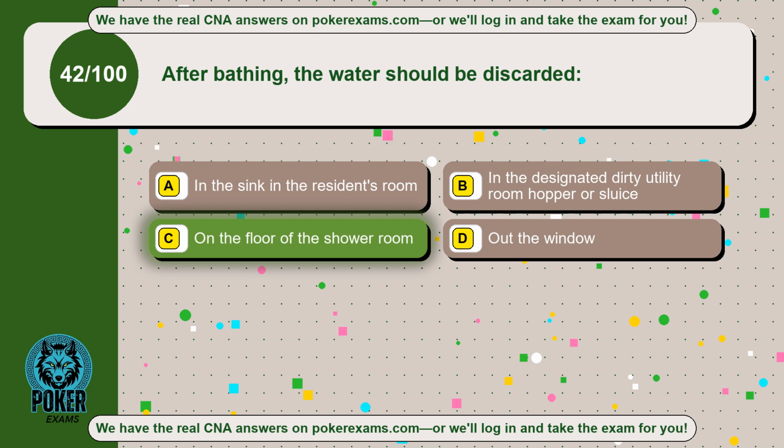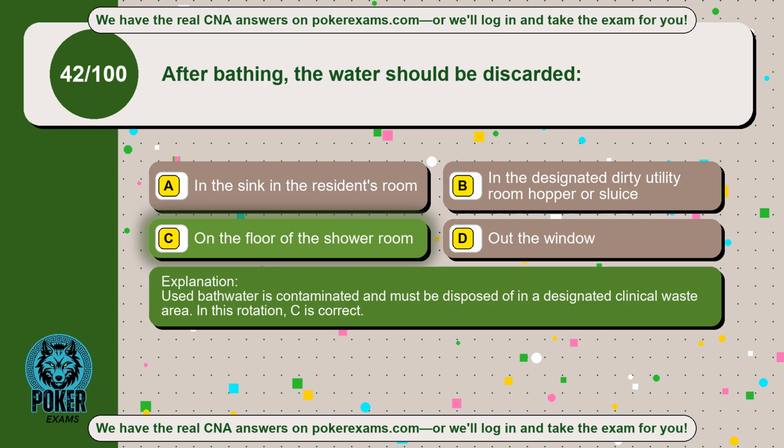The correct answer is option C. On the floor of the shower room. Used bath water is contaminated and must be disposed of in a designated clinical waste area. In this rotation, C is correct.